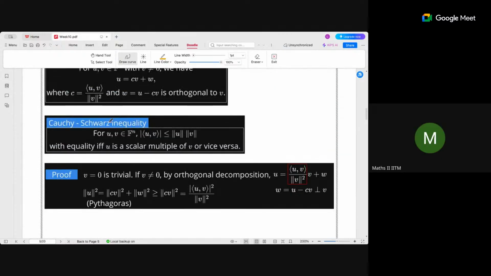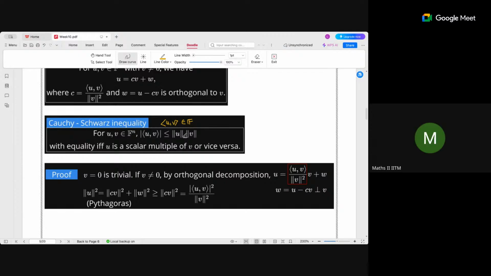And the other thing is the Cauchy-Schwarz inequality. This is used in some of the proofs. So this is an important inequality for norms. What is the inequality saying? Suppose you have two vectors in F^n, then modulus of inner product u comma v. Remember, inner product u comma v is an element in F, it is a scalar. So for a scalar, we only have modulus.